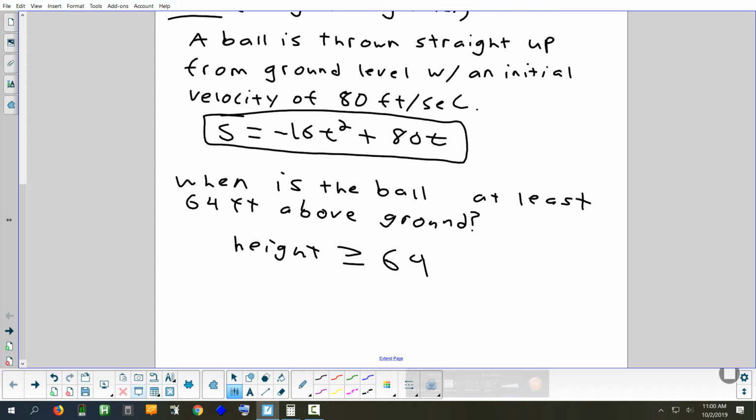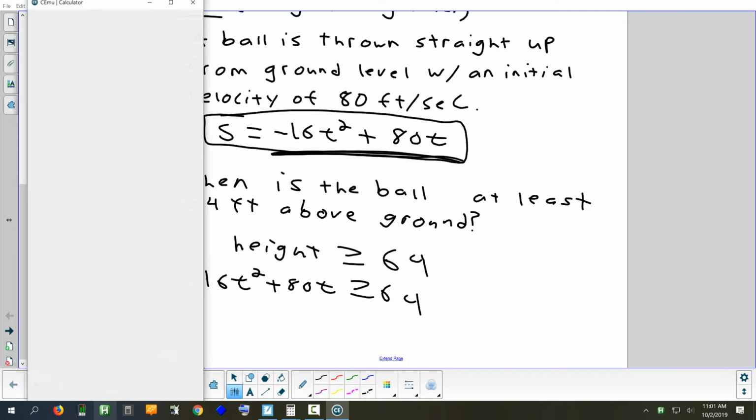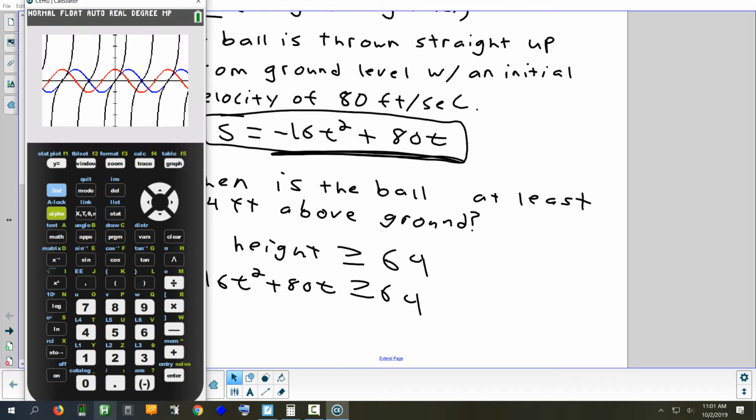So now what do we fill in for height? We've got a formula right here. The height is negative 16t squared plus 80t. So we're going to graph that and see when it's true. What you want to do is take what's on the left, put it in y1. Take what's on the right, put it in y2. And you're going to look for when what's on the left is above or equal to what's on the right.